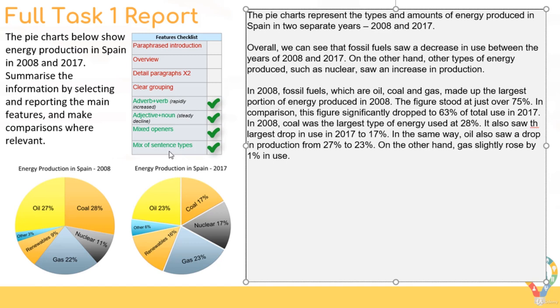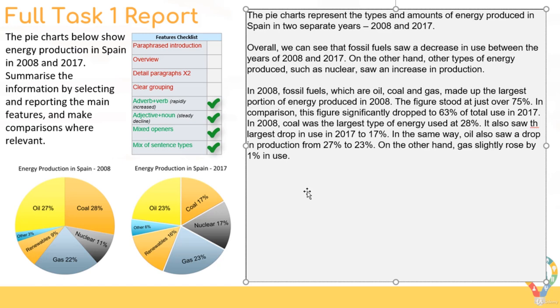In terms of sentence types, we'll be going into more detail in the next section of the course. So don't worry too much if you don't know a lot about that yet. Okay, so let's move on to my second detailed paragraph, which is describing other, renewables, and nuclear.